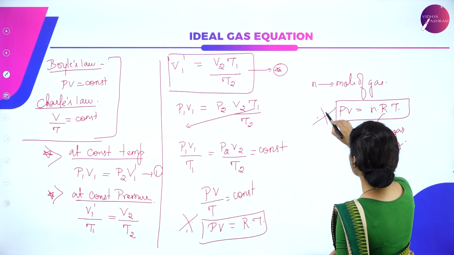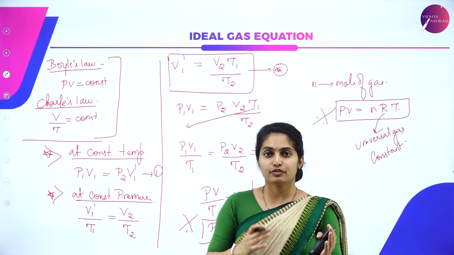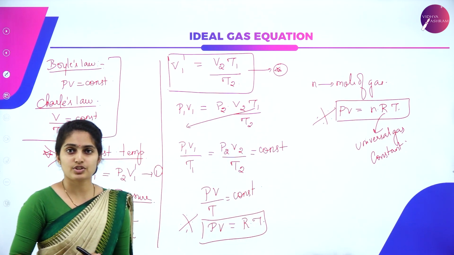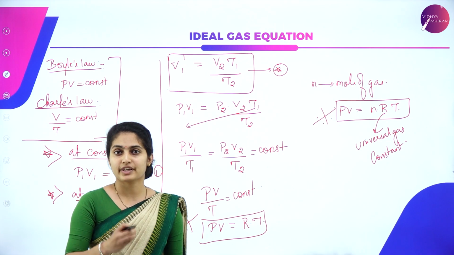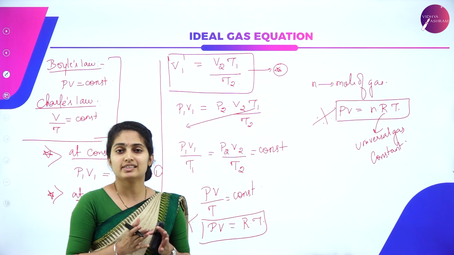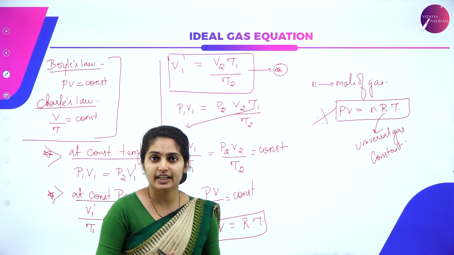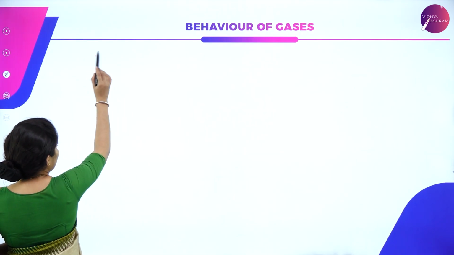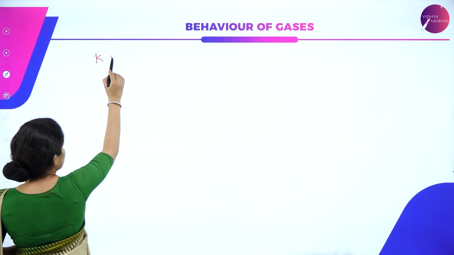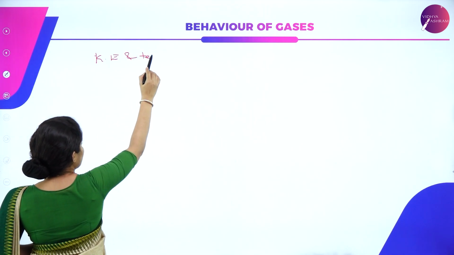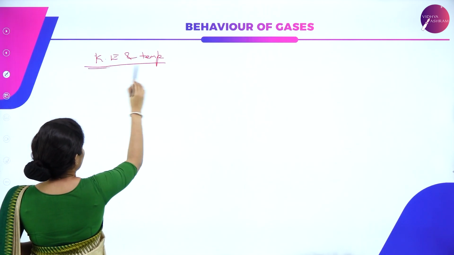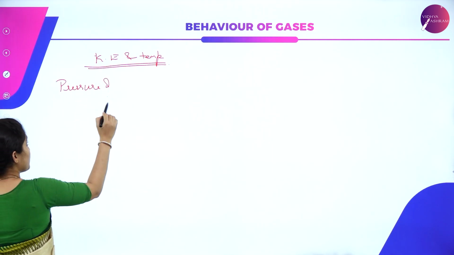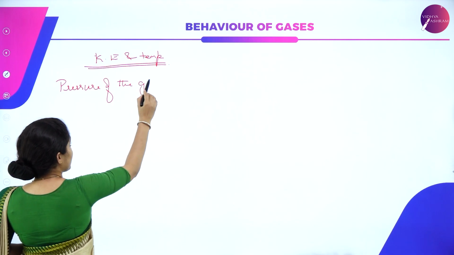So this is one of the most important equations for you to derive the rest of the derivation. Now let us check the behavior of the gases. We will have to check what is the relation between kinetic energy as well as temperature. So let us check the behavior of the gases with respect to kinetic energy and temperature. We have to get the pressure of the gas. So there is a pressure of the gas equation.